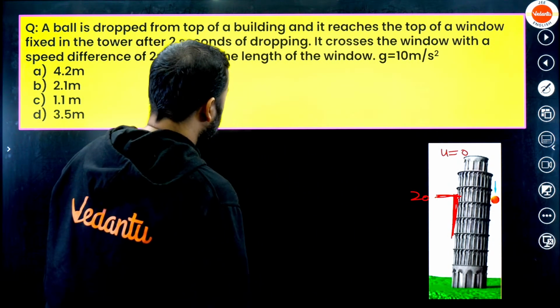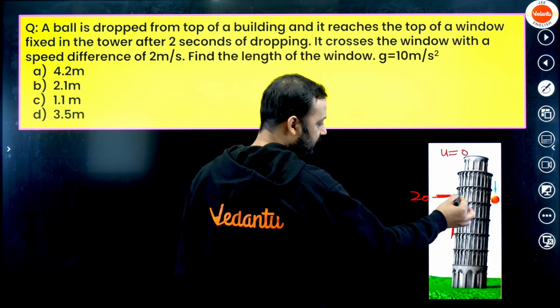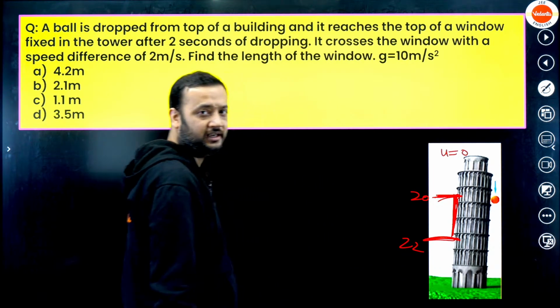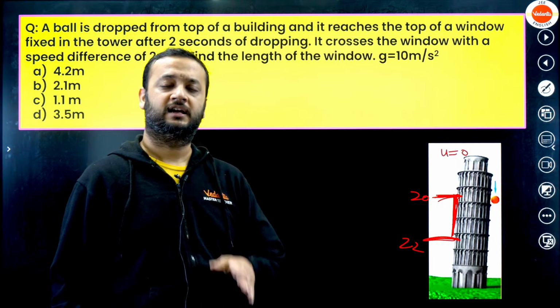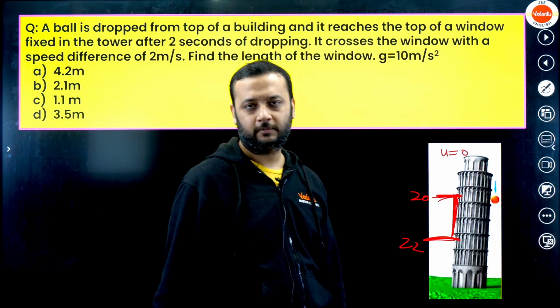It crosses the window with a speed difference of 2 meters per second. That means if the speed here was 20, then what is the value of the speed here? 22. Because in the question, it has been given that the difference in the velocities at the top end and the bottom end is 2.